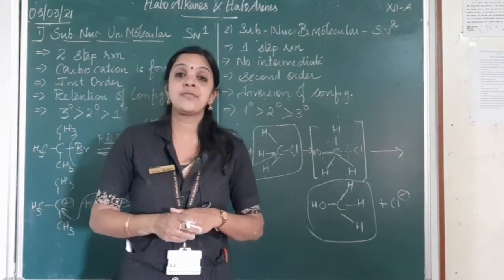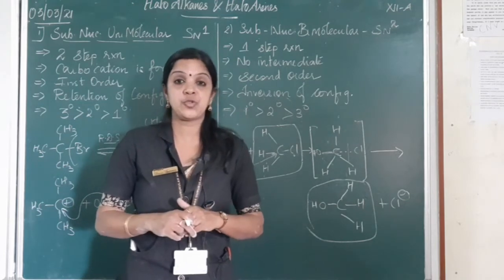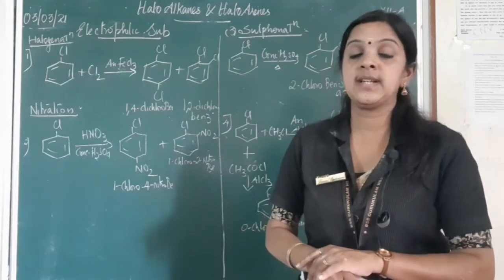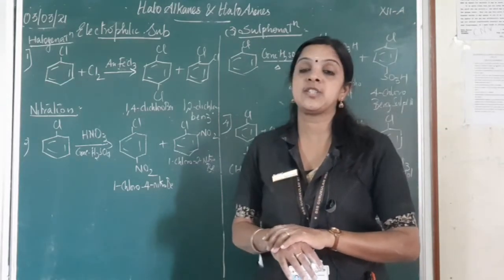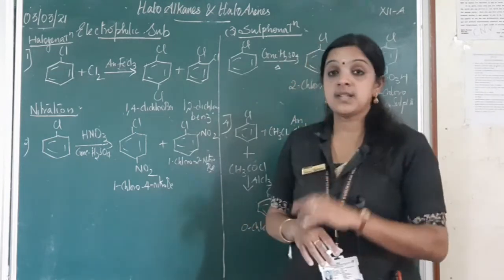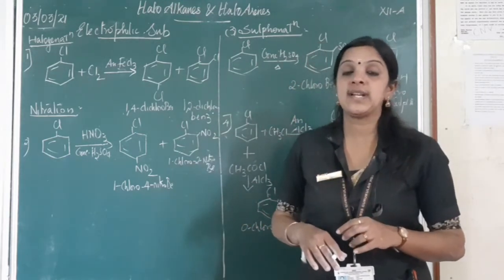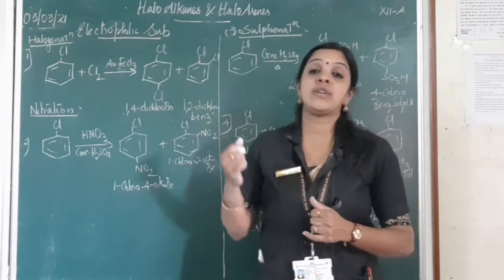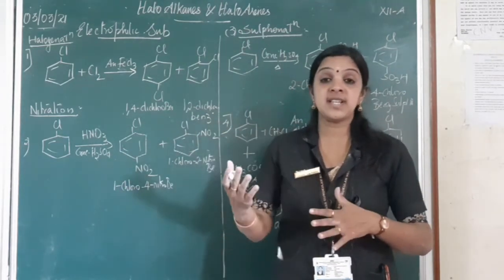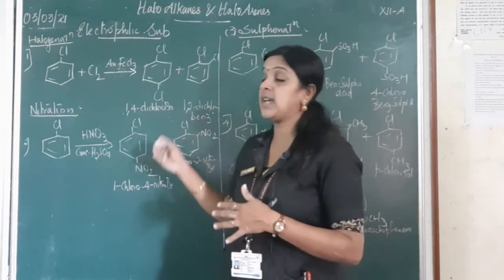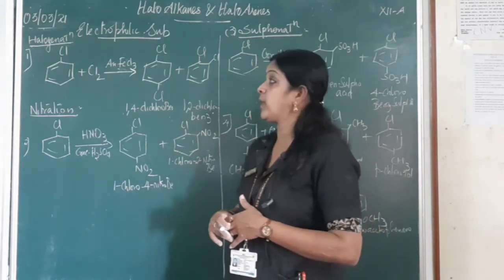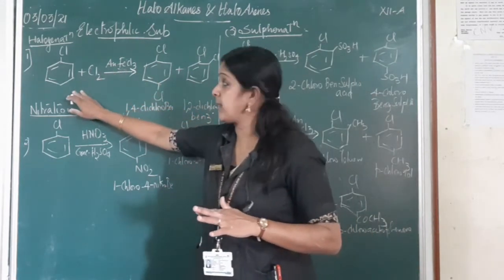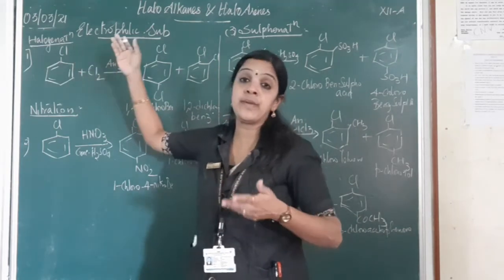Now we'll see some of the haloarenes reactions, electrophilic substitution reactions of haloarenes. Just like we learned about haloalkanes reacting with lithium aluminium hydride, with aqueous alkali, or reaction with ammonia, silver cyanide, potassium cyanide, like that, we have electrophilic substitution reactions when we learn about haloarenes. This is chlorobenzene. Maybe in the exam, instead of chlorine, you may get bromine.